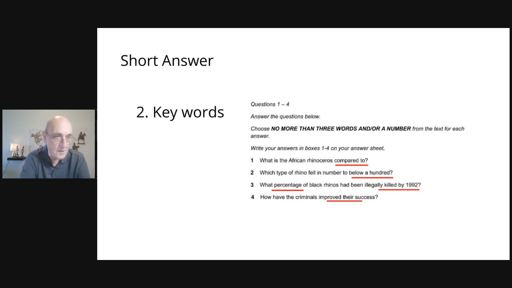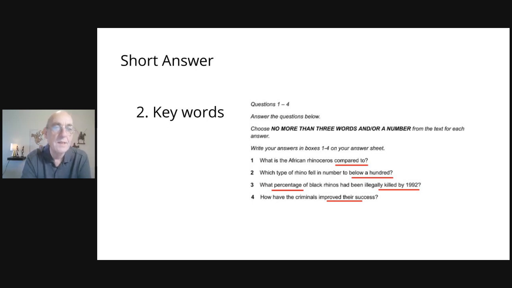So this also explains why dates and times are so important to mark as part of our keywords when we're skimming through a passage. And then our last question, we're looking for the answer to how. How have criminals improved? So it's very important to look at the type of question.